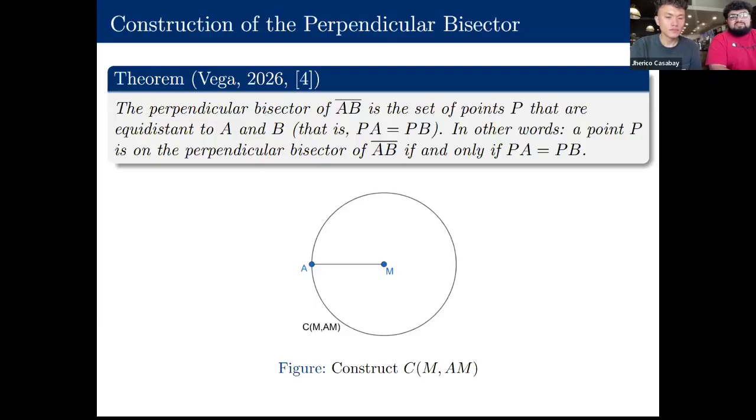So to begin, we're going to use this theorem also given to us by Professor Vega in our Math 161. The theorem states that the perpendicular bisector of the segment AB is the set of points P that are equal distance to A and B. So we're going to use this theorem later, but first we're going to focus on the construction of the perpendicular bisector. So to start, we're going to start with two arbitrary points, A and M, where the distance between A and M can be any constructible number.